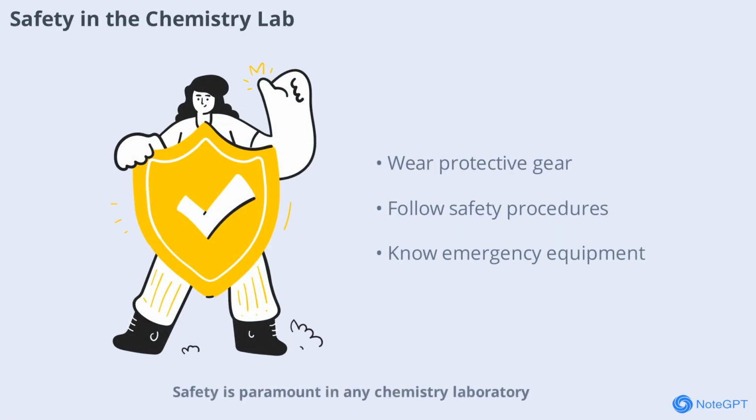Safety is paramount in any chemistry laboratory. Always wear protective gear like lab coats, gloves, and safety goggles. Be aware of the chemicals you're handling and follow proper procedures for mixing and disposing of substances. Know the location of safety equipment such as fire extinguishers, eye wash stations, and first aid kits. Accidents can happen, but with the right precautions, risks are minimized. Developing good safety habits early on will serve you well throughout your scientific journey.